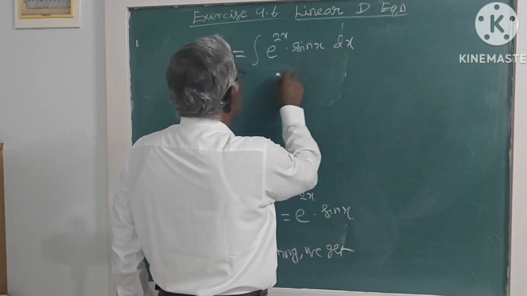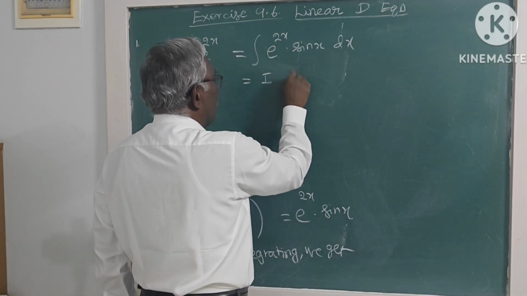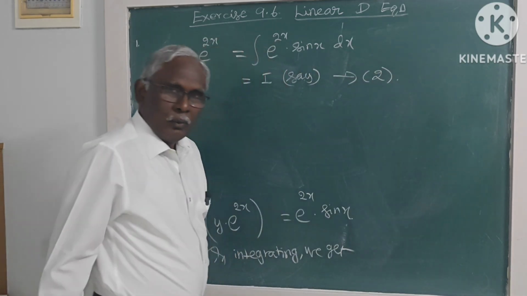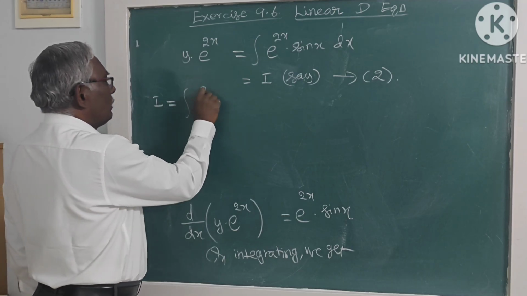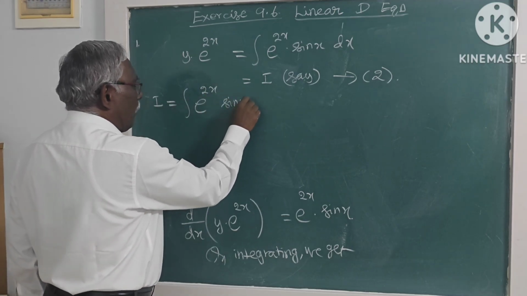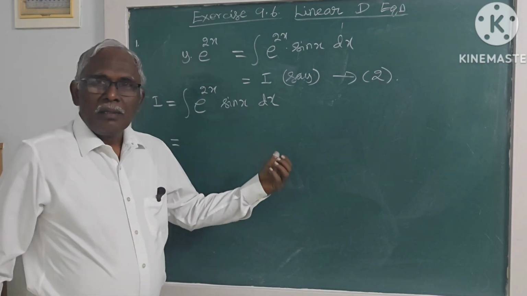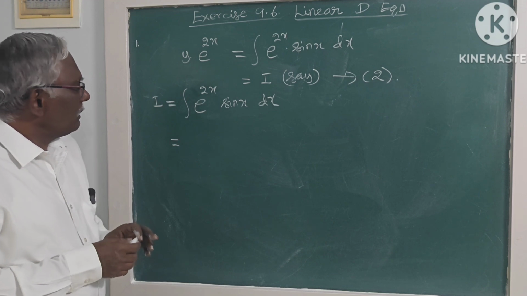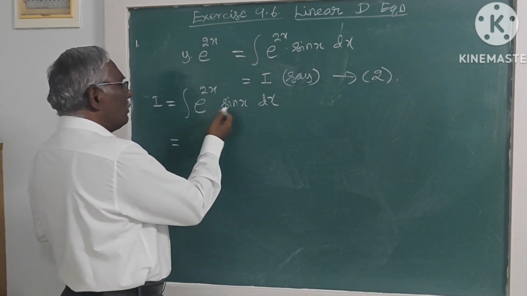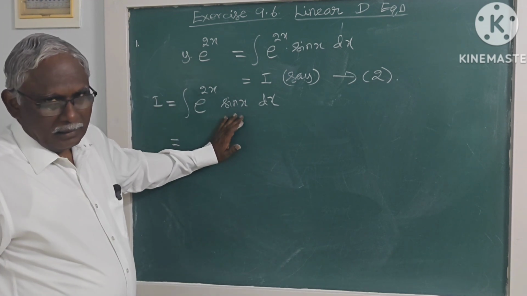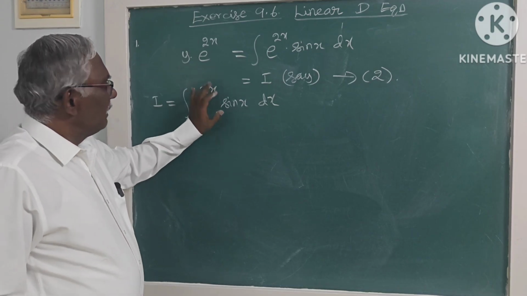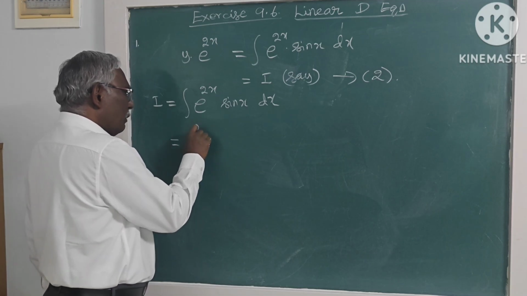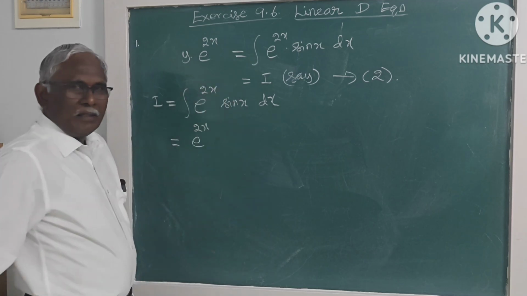Let us take this equal to I, say equation 2. So I is equal to integral e power 2x into sin x dx. How to evaluate this integral? Integral e power 2x into sin x into dx, integration by parts. So out of these two we can integrate any term. So here we will integrate e power 2x. If we integrate e power 2x, what will come? e power 2x by 2, because if we differentiate 2x, 2 will come.